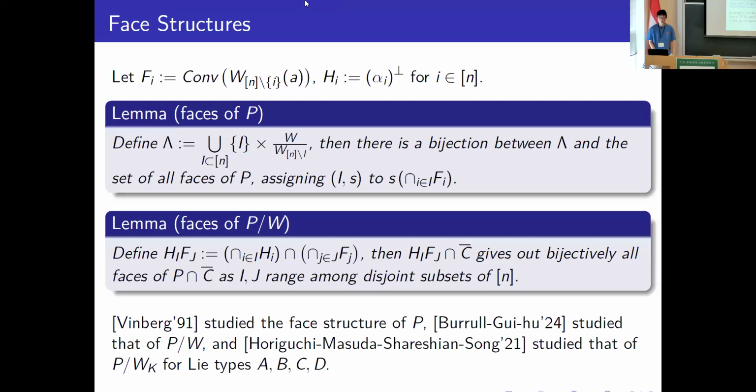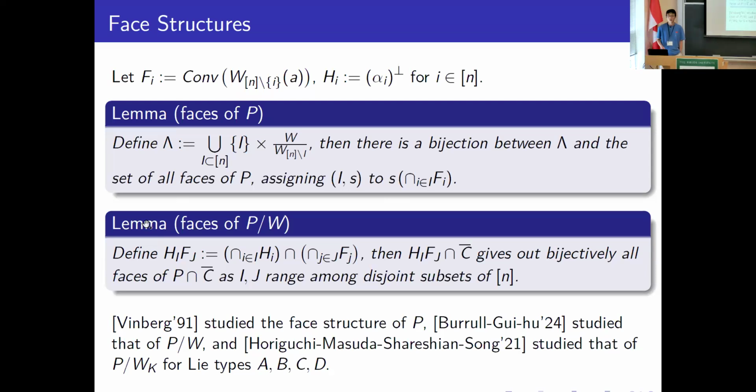So I write H_I F_J to be the intersection of those faces, and this gives the faces of the quotient polytope, where I, J range among disjoint subsets of n. The idea behind it is just that this quotient polytope is a cube.